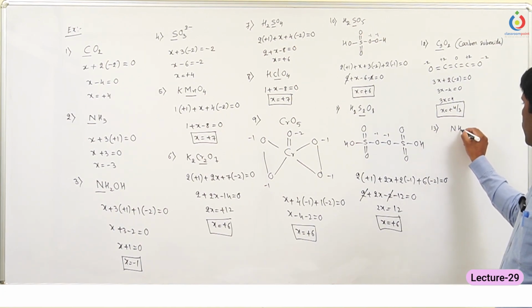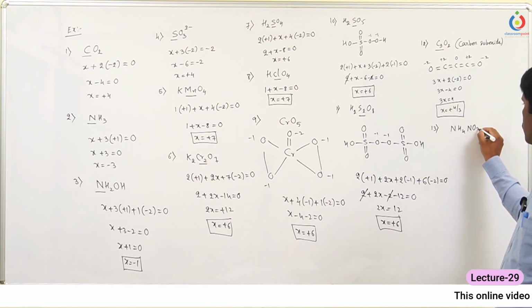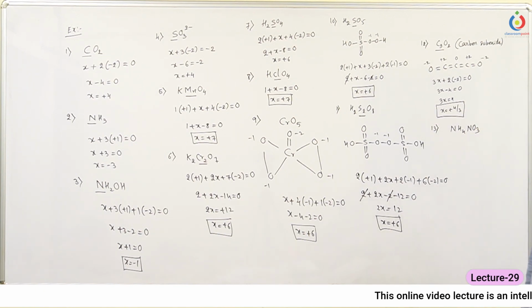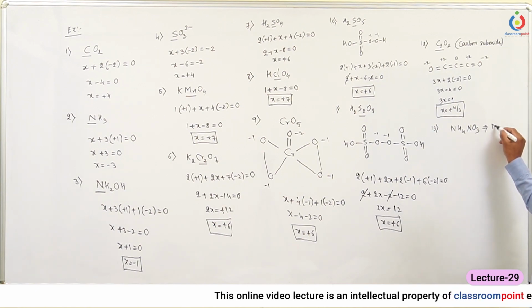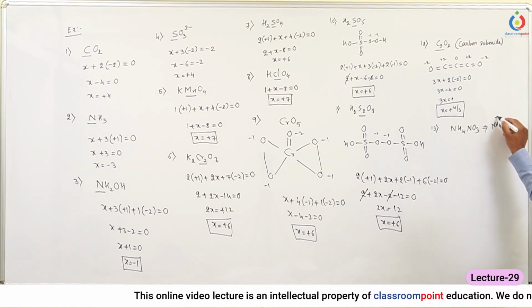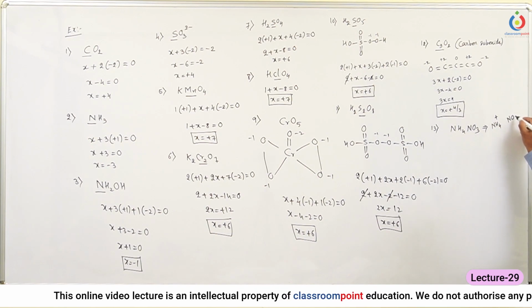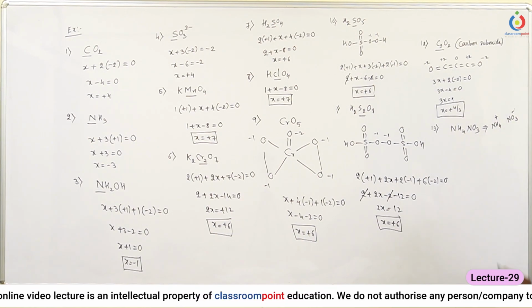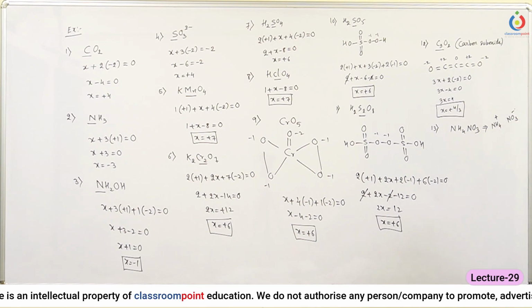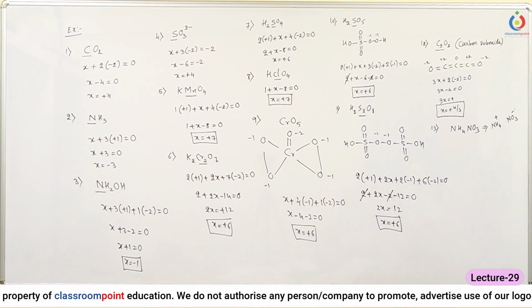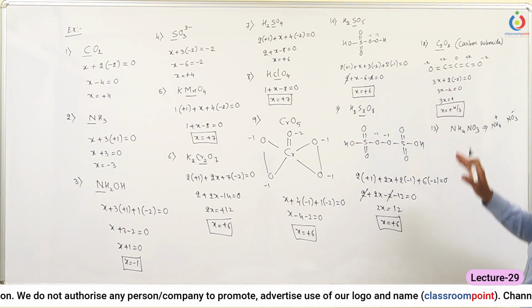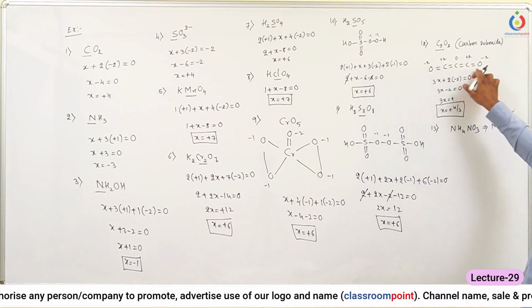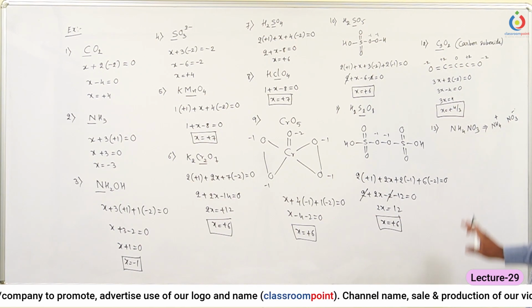Next, ammonium nitrate. For this type of compound, you cannot take the average oxidation state. Why? Because this exists in the form of an ionic compound, with separate entities. So here the ammonium ion and nitrate ion are separate entities, and separately we have to calculate the oxidation state. We cannot take the average oxidation state for this one like here. Why? Because that was a single entity, while here there are two different entities.